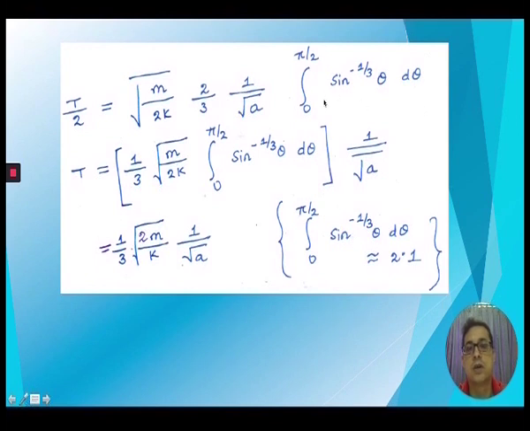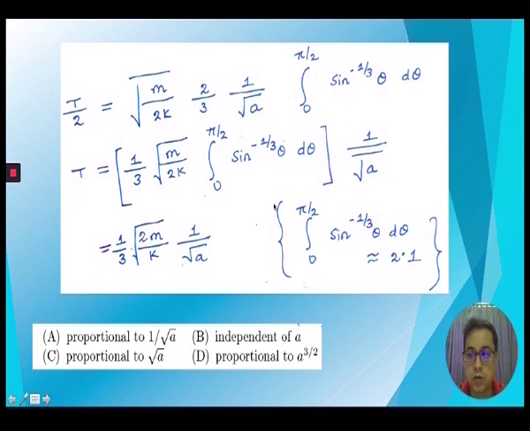But you don't bother about it here, because what is asked is the relation of the time period with the amplitude. So even if you don't solve this integral, it's not going to harm you, because from here you immediately see the time period depends on the inverse of the square root of the amplitude. So T is directly proportional to 1 by square root of a. In fact, if you solve it numerically, which is not needed, this integration would turn out to be 2.1. So the correct option would turn out to be A.